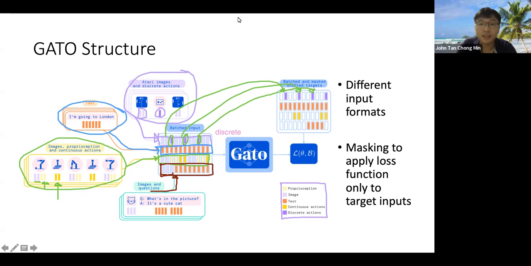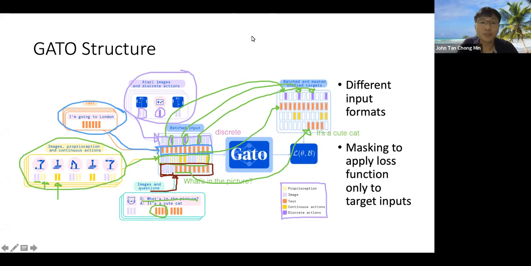For text, we can also predict the next token. And for this one here, the question, what is in the picture. Maybe the question, what is in the picture, is these 4 bricks over here. Then at this point in time, you're supposed to predict the answer here. The answer here could be, it's a cute cat. And the first 4 bricks here are what's in the question. So this is the overall GATO architecture, and this is basically a next sequence prediction problem.